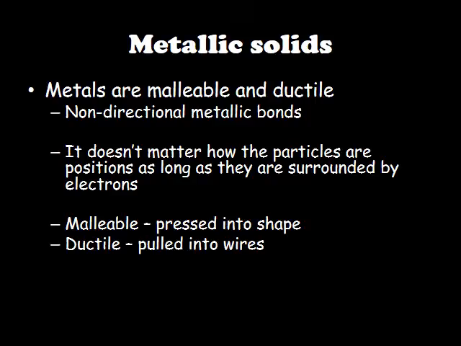So metallic solids. The reason why metals are malleable and ductile is because of non-directional metallic bonds. Covalent bonds and ionic bonds are in the direction of the atoms that are being transferred or shared. However, in metals, these bonds are non-directional. So it doesn't matter if the particles are in certain positions, as long as they are surrounded by electrons. You can see it as a positive metallic nucleus surrounded by a sea of electrons. And remember that malleable means they can be pressed into shape, and ductile means they can be pulled into wires.